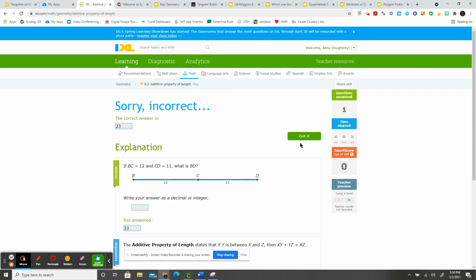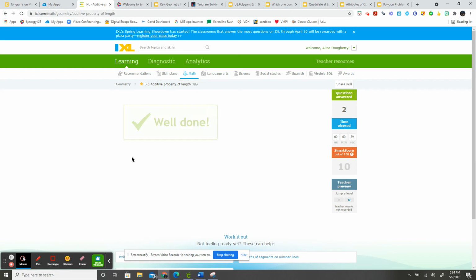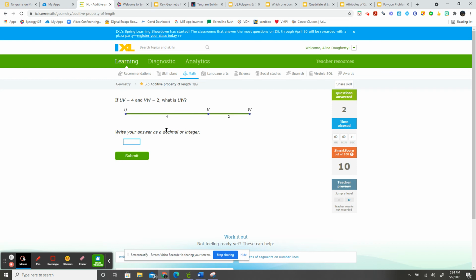Oh no! I put 33, not 23. Got it. Even teachers can make crazy mistakes. I mistyped it. So BC is 16. That's the left side. CD is 10. That's the right side. That's 16 plus 10, which is 26. Make sure I got it typed in right. And we're off to the races.